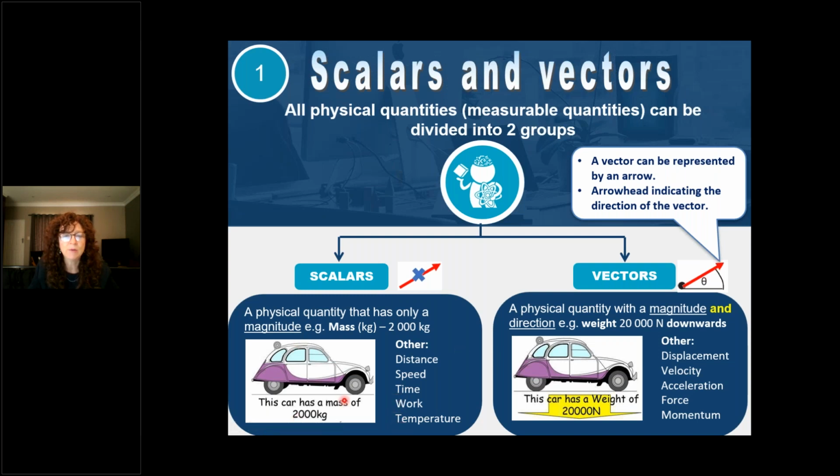In this case, the car weighs 2,000 kilograms. The mass is 2,000 kilograms. His weight is 20,000 Newton, and it's 20,000 Newton downwards. Listen, learners, you have to draw a vector with an arrow. If there's no arrow, you cannot get marks for that. So please, important, it must be presented with an arrow and the arrowhead indicating the direction of the vector, as well as an angle that the vector has.